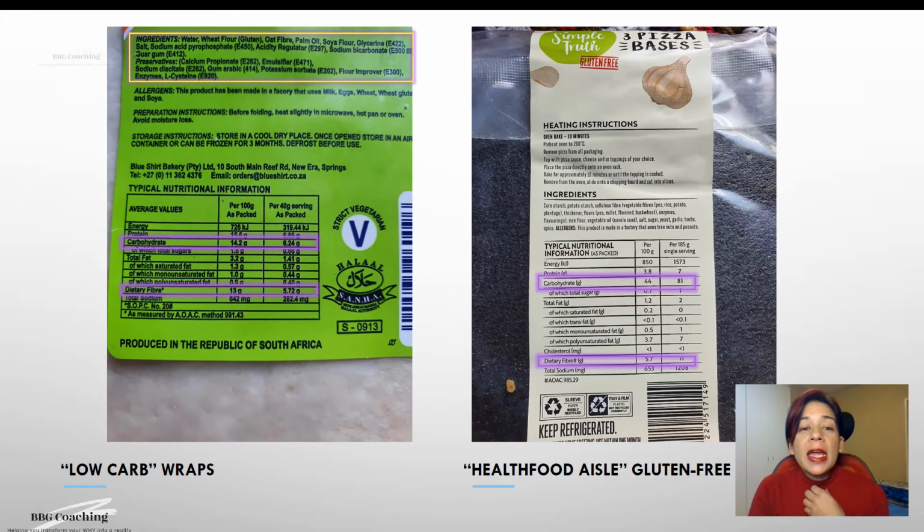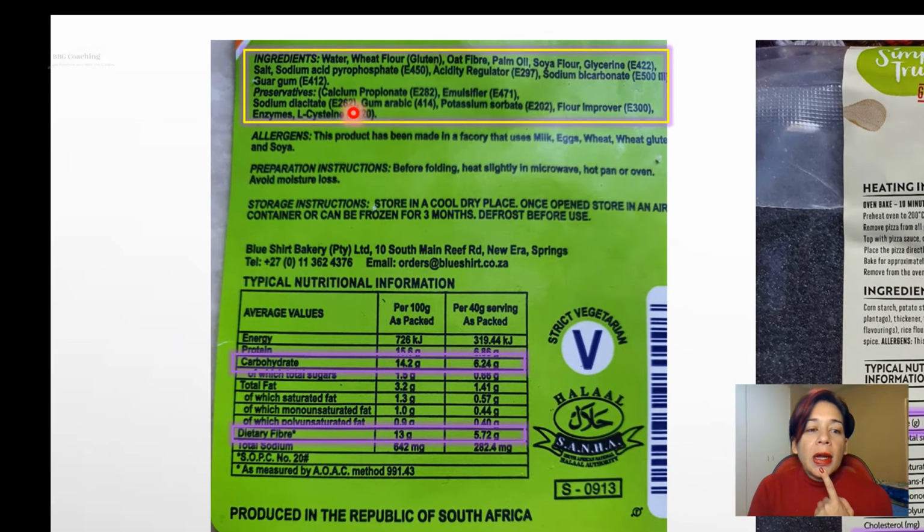Now this is a tricky one, and one that shows what the health food aisles do. This one was actually labeled low carb wrap. This one is labeled gluten free. And you will see that the number one ingredient on an ingredients list is always the one that has the most, or the ingredient that's the most in a product.